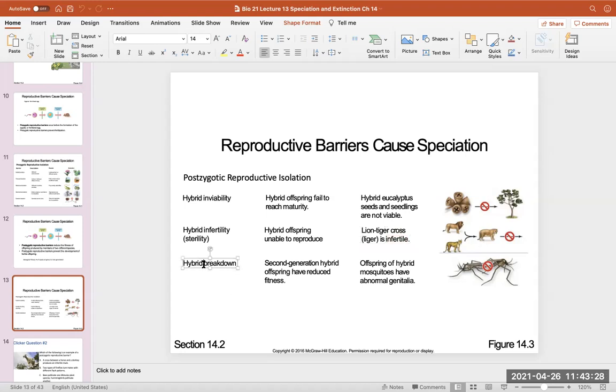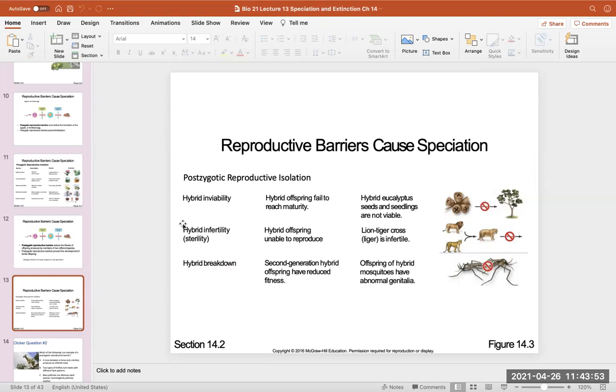Hybrid breakdown. This is when the reduced fitness happens. This means the hybrid is able to become an adult and reproduce, but the offspring has a reduced fitness. In this case, these mosquitoes have abnormal genitalia. That's hybrid breakdown. There are some issues with the body. So these 3 are post-zygotic.